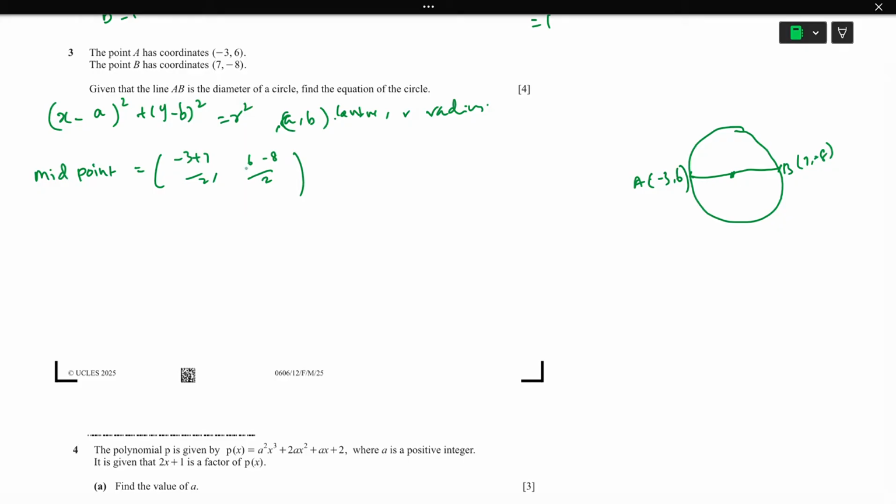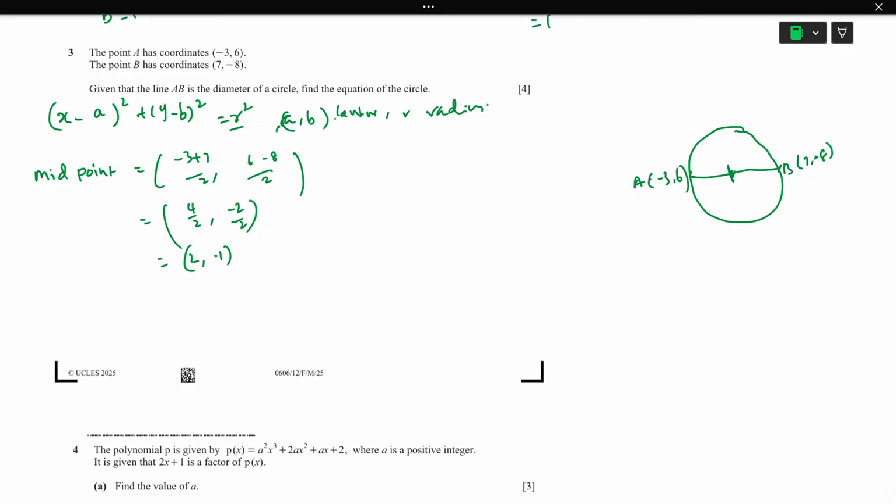Yeah, it's going to be 4 by 2 and minus 2 by 2. It's going to be (2, -1). I got the center. Next, because the question asks for r as well, I need to find the radius r.